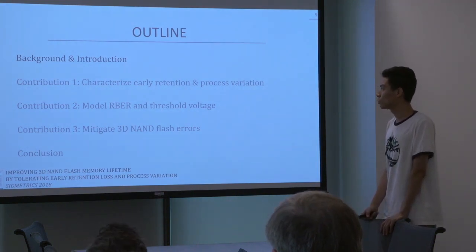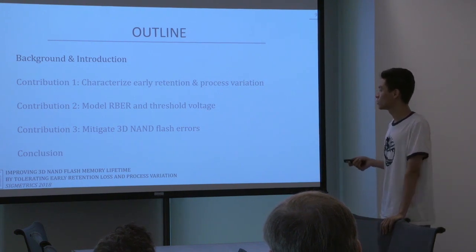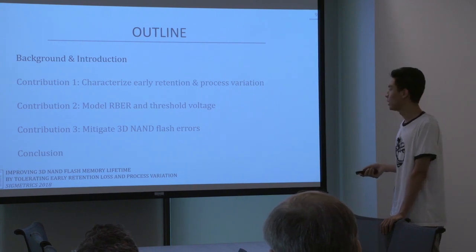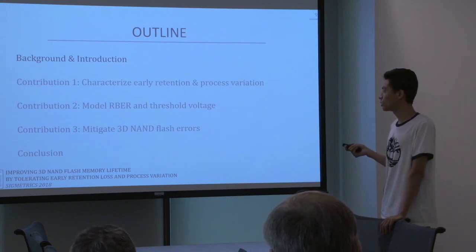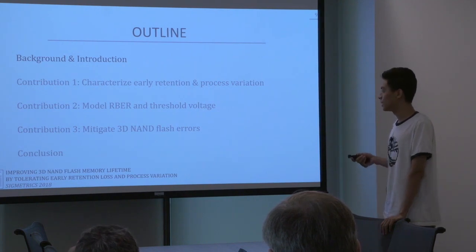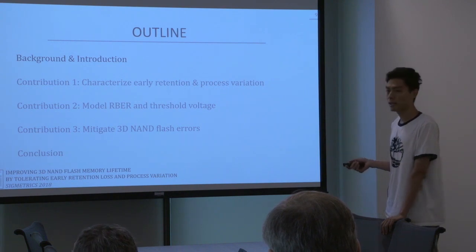First I'll start with some background and an introduction of 3D NAND, and then I'll introduce our characterization of early retention and process variation phenomena. We propose several models of the raw bit error rate and threshold voltage of these phenomena. And then we propose several mechanisms to mitigate the 3D NAND errors.